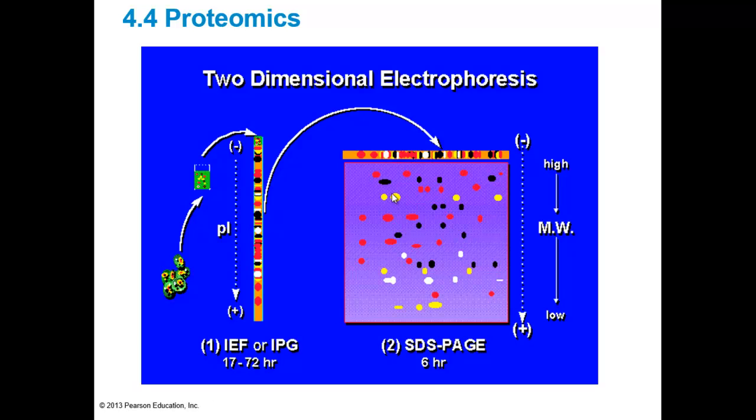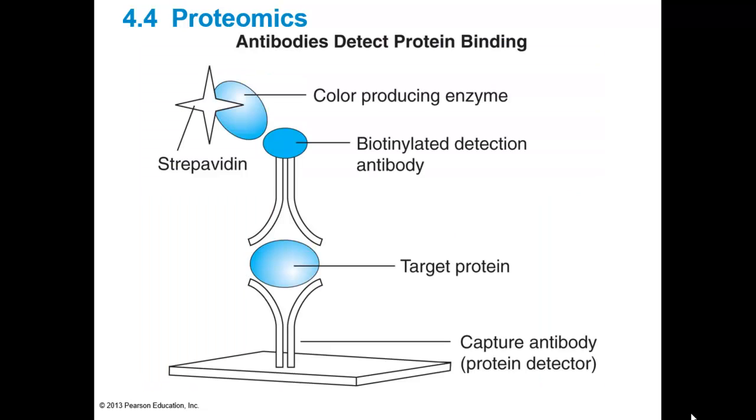Now, this is a very simple gel. If you really run two-dimensional gel electrophoresis, you're getting thousands and thousands of proteins, so it would be much more complex.